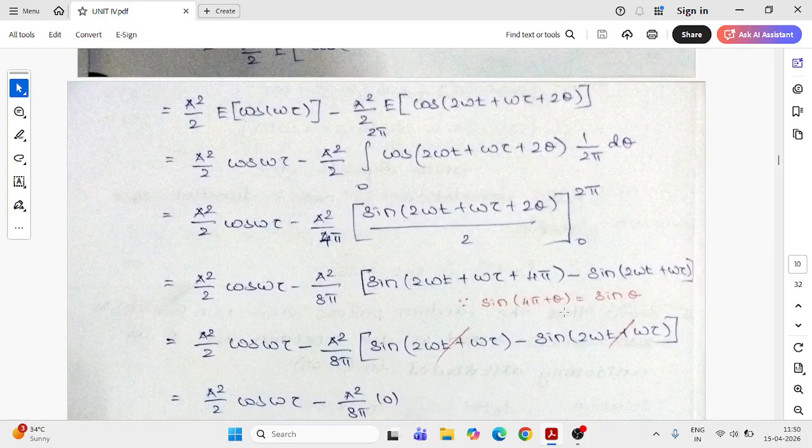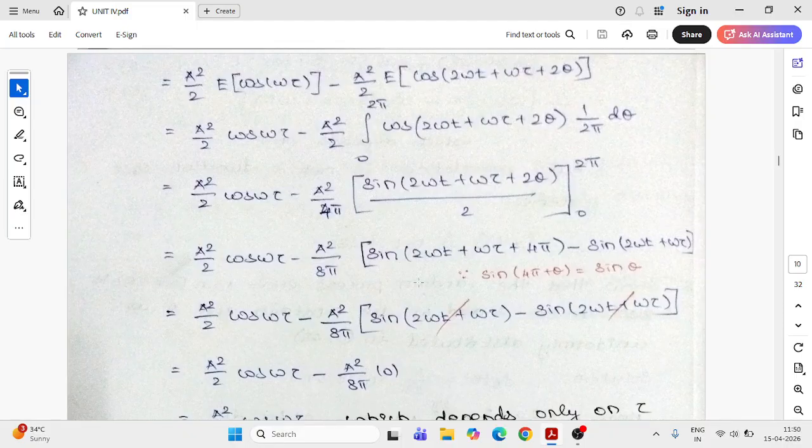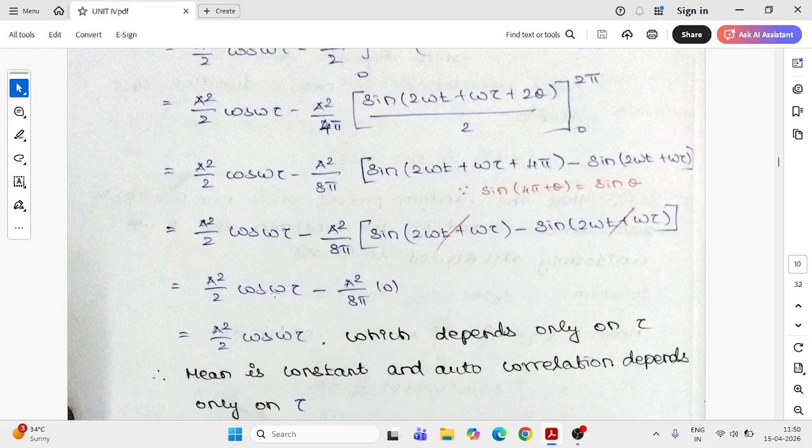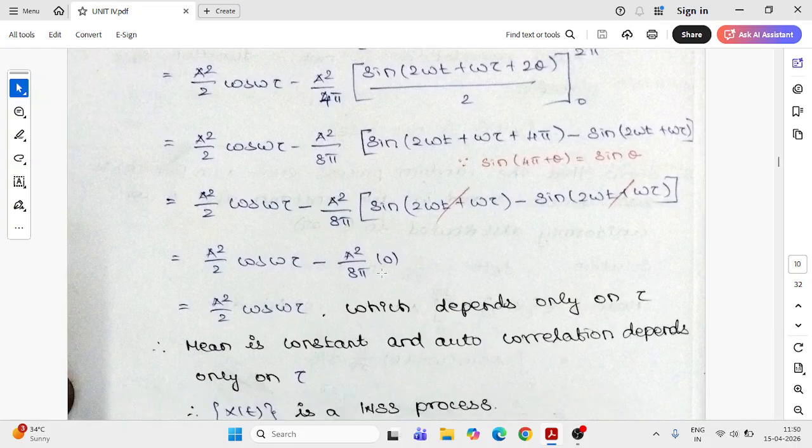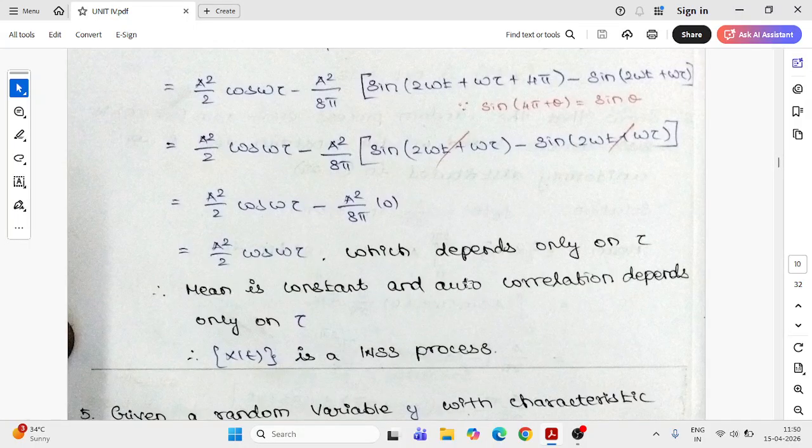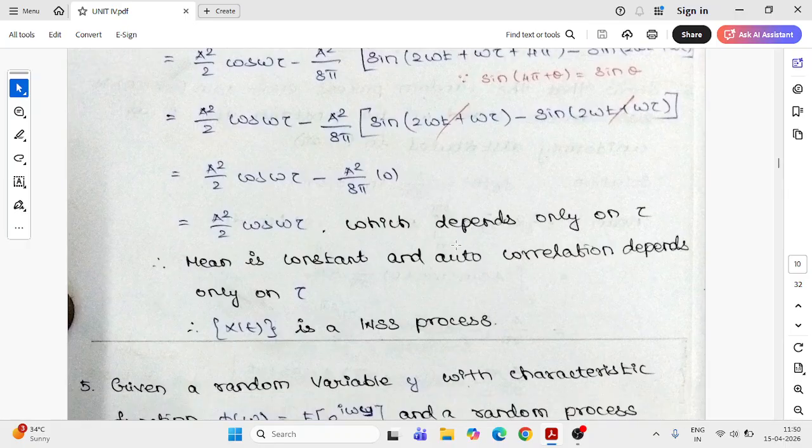So sin(4π + θ) equals sin θ. So sin(2ωt + ωτ) minus sin(ωt + ωτ): this is a positive term, this is a negative quantity, so it gets cancelled. So this second part, the whole term, becomes 0. The remaining term is A²/2 cos ωτ, which is dependent only on τ, which is a time difference. So in this problem, the mean is constant and the autocorrelation depends only on τ. So we confirm that this X(t) is a WSS process.